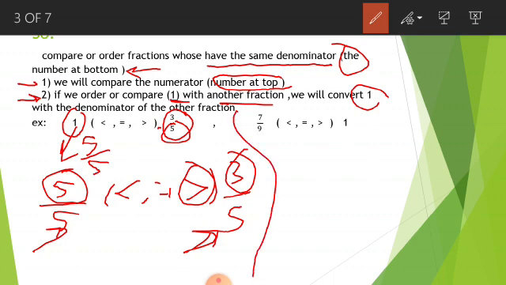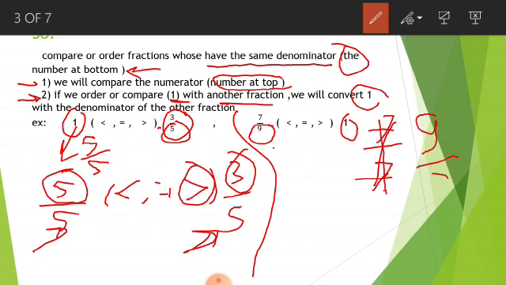Now this one, 7 ninths, is it greater than, less than, or smaller than 1? I must make sure I have the same denominator. Now the 1 has a denominator. I will convert 1 to equal 9 over 9. I must have the same denominator. I can't say 7 over 7. Where's the same denominator? Here it's 9 and here it's 7, so 7 over 7 doesn't work. So convert 1 to be equal to 9 over 9.